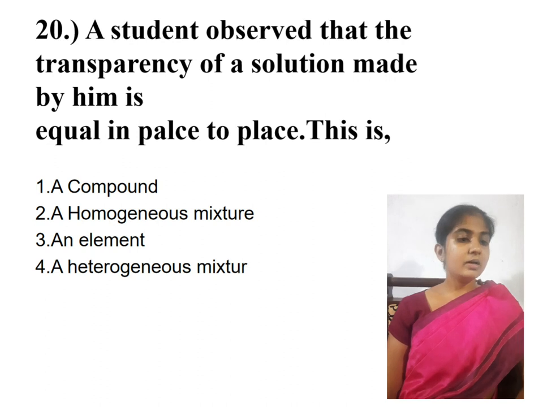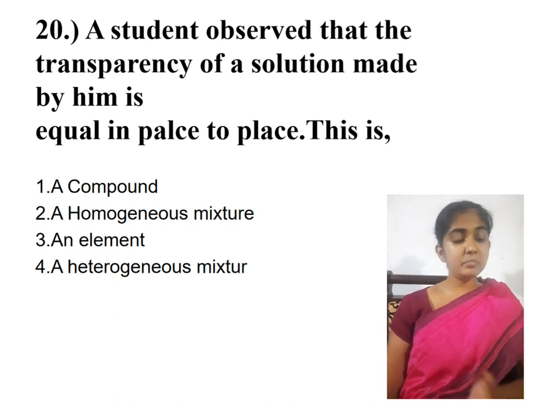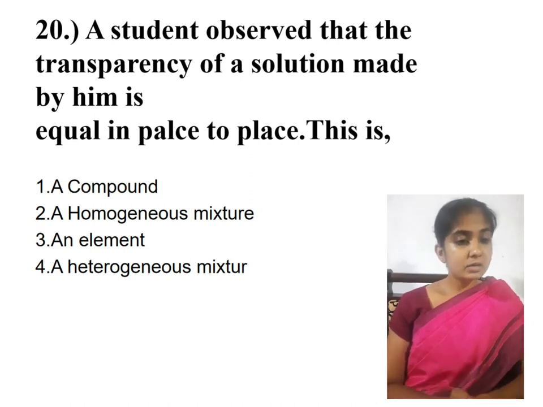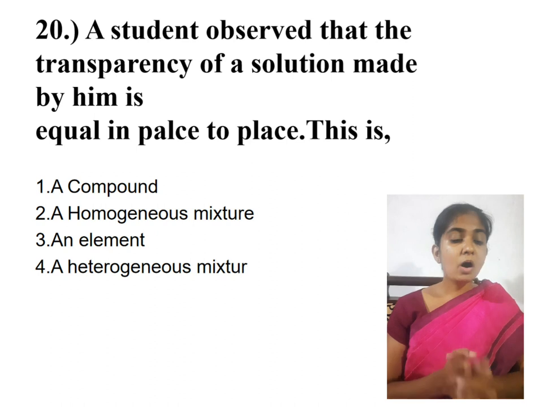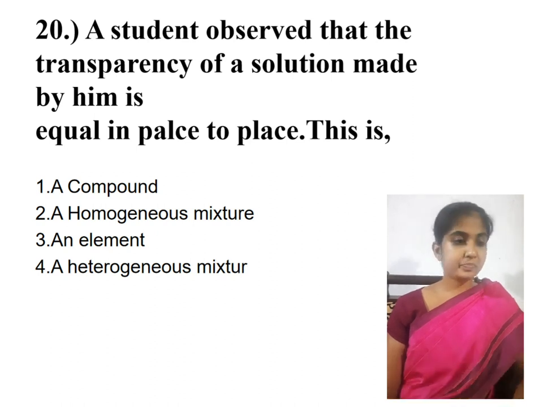Last question. A student observed that the transparency of a solution made by him is equal from place to place. If a solution has equal composition from place to place, it is a homogeneous mixture. So this solution is also a homogeneous mixture.